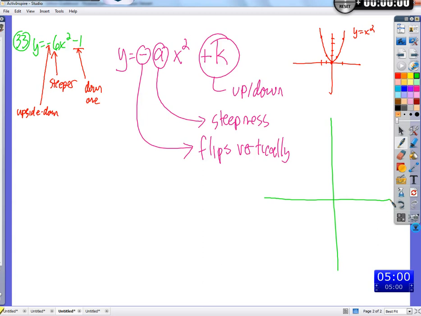We can do it in stages. We can do it all at once. We can do a couple at once and then do another one after that. Like, we can take this, make it 6 times steeper, right? So instead of 1, 1, it's 1, 6. And instead of 2, 4, it's 2, 24, right? 6 times steeper.